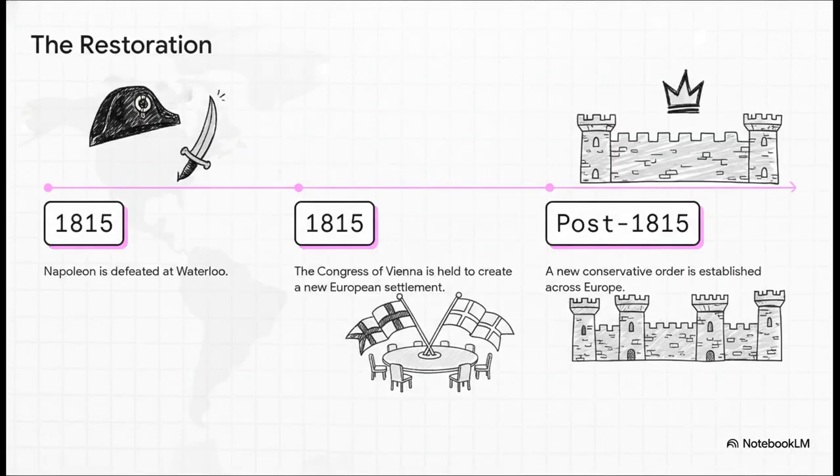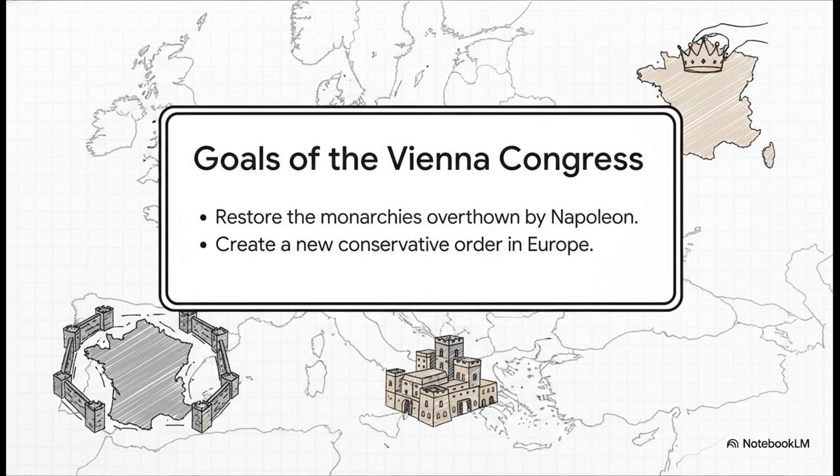So here's how it all went down. Napoleon suffers his final defeat at Waterloo in 1815. This clears the way for the big powers, Britain, Russia, Prussia, and Austria, to all meet at the Congress of Vienna to try and redraw the map of Europe. The main goal of the Congress, which was led by the Austrian Chancellor Duke Metternich, was pretty simple. Put the monarchs that Napoleon had kicked out back on their thrones and stamp out these dangerous revolutionary ideas. They even set up a bunch of new states around France's borders just to keep it contained.